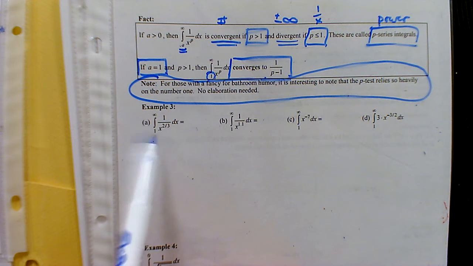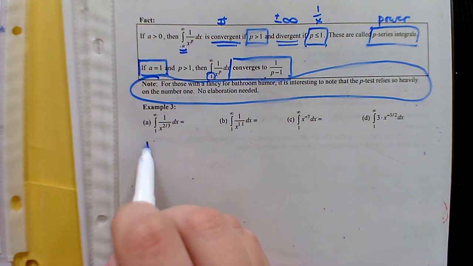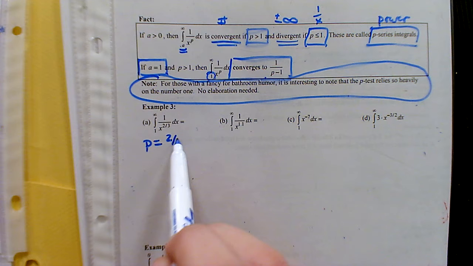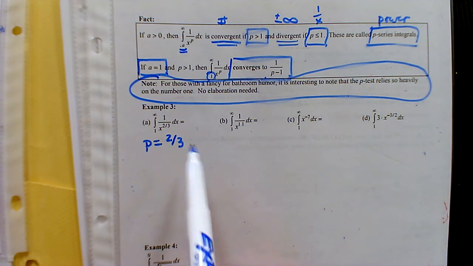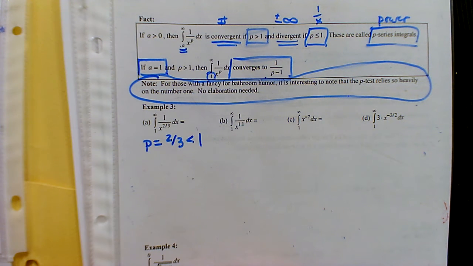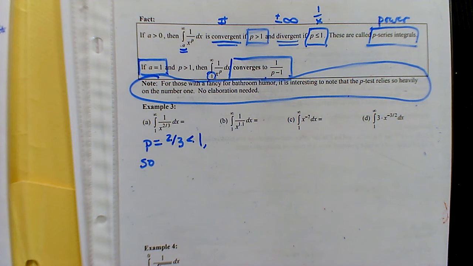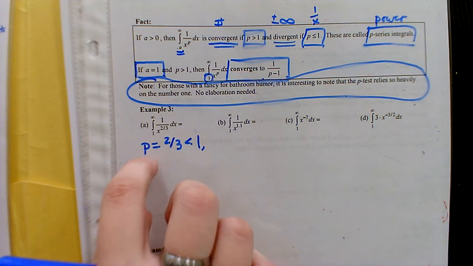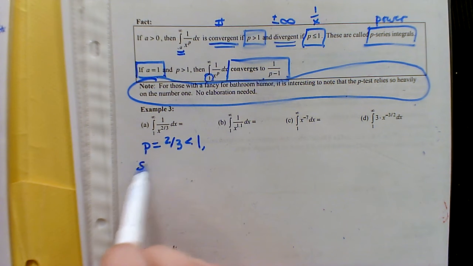What should we be looking for? P-value. All right, so what is the p-value? 2/3. Is 2/3 bigger than 1 or smaller than 1? Smaller than 1. Okay, p equals 2/3, which is smaller than 1. So, what's that telling you? It converges. Does it? Does it converge? It diverges.